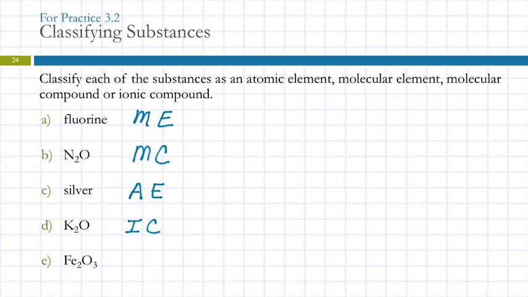And the last one, what's this? Ionic compound. So a compound because we have 2 different capital letters here. Ionic because iron is a metal, oxygen is a nonmetal. Any questions?